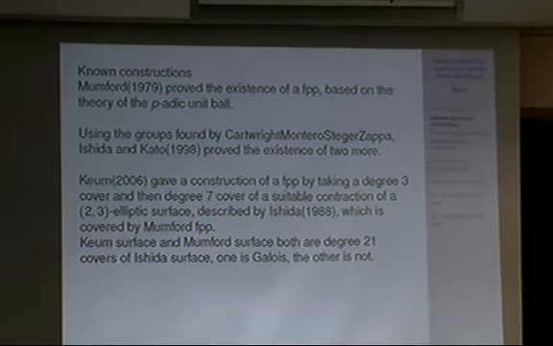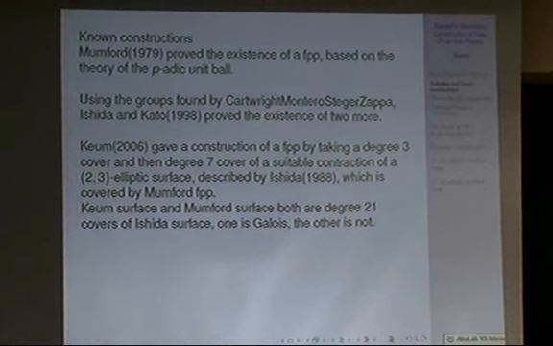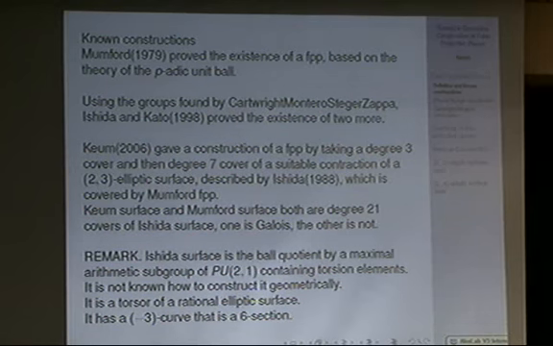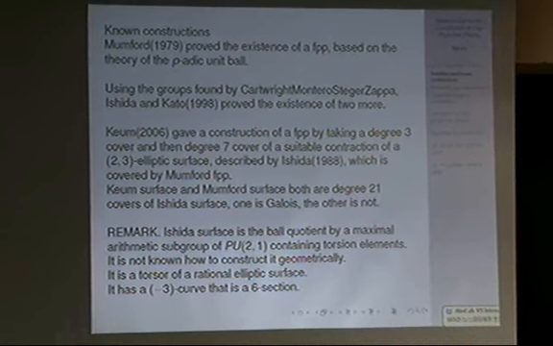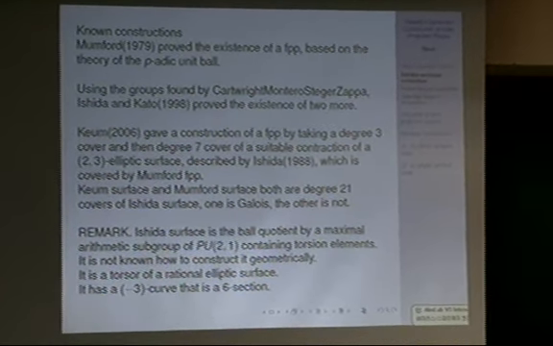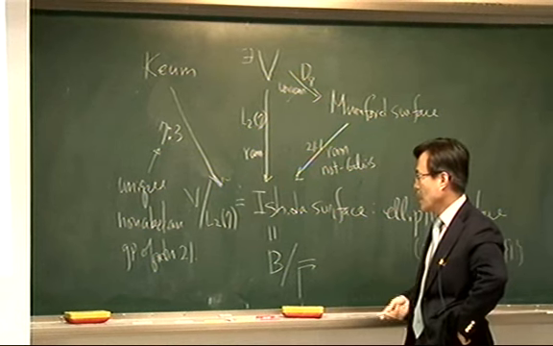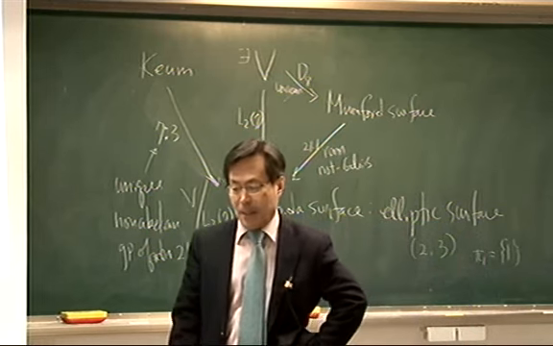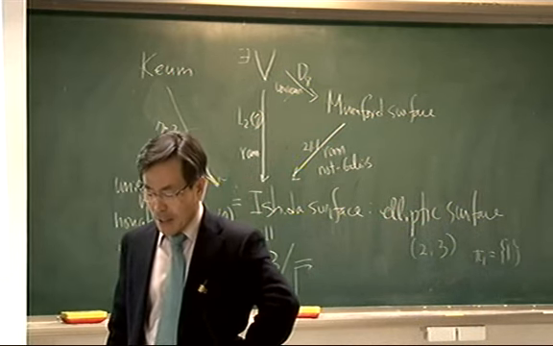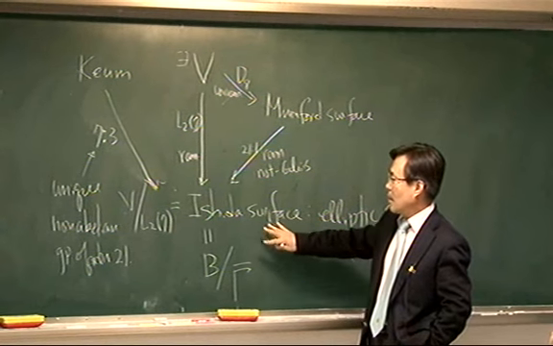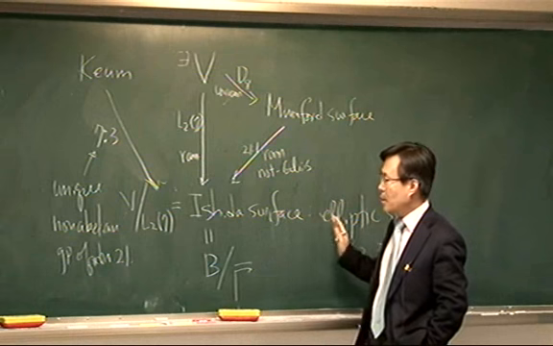So by taking a degree 3 cover and then a degree 7 cover of a suitable contraction of the 2-3 elliptic surface described by Ishida, which is covered by the Mumford fake projective plane. My surface and the Mumford surface both are degree 21 covers of the Ishida surface. One is Galois, the other is not Galois. The Ishida surface is a ball quotient by a certain group. It turns out that this is a maximal arithmetic subgroup of PU(2,1). And it is not known how to construct it geometrically. In other words, we don't know yet the defining equation of this surface. We don't know how to construct this Ishida surface.